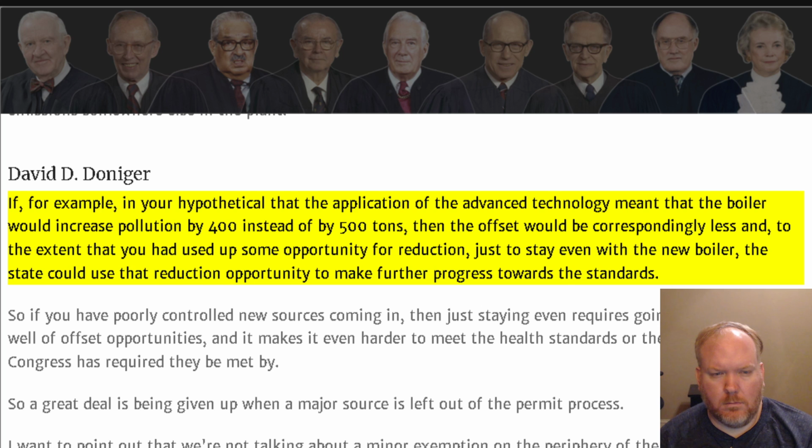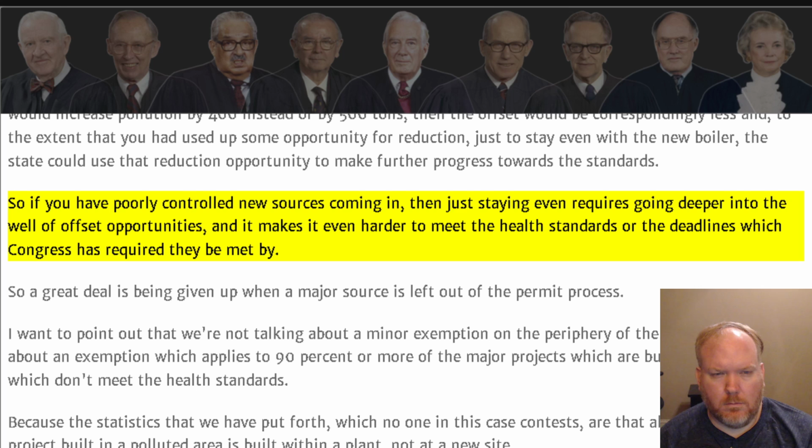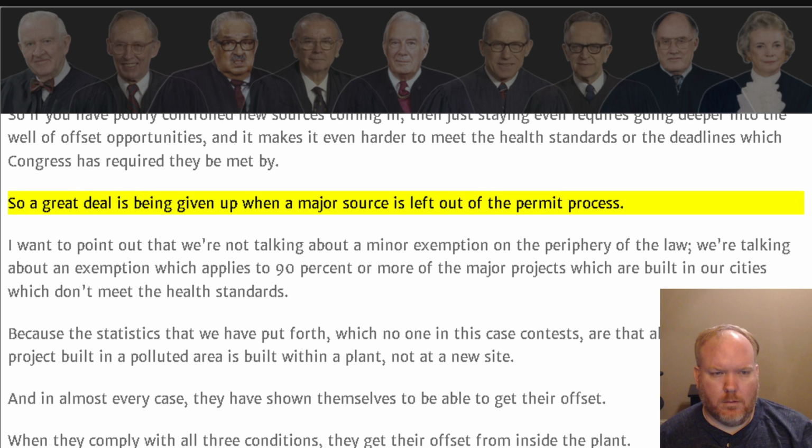And to the extent that you had not used up some opportunity for reduction just to stay even with the new boiler, the state could use that reduction opportunity to make further progress towards the standards. So if you have poorly controlled new sources coming in, then just staying even requires going deeper into the well of offset opportunities, and it makes it even harder to meet the health standards by the deadlines which Congress has required they be met by. So a great deal is being given up when a major source is left out of the permit process.